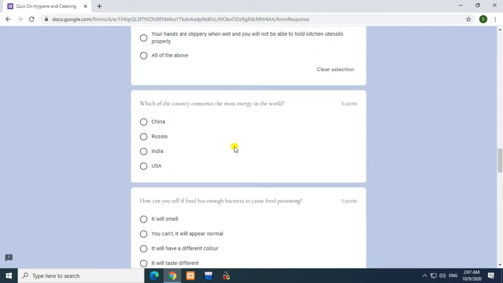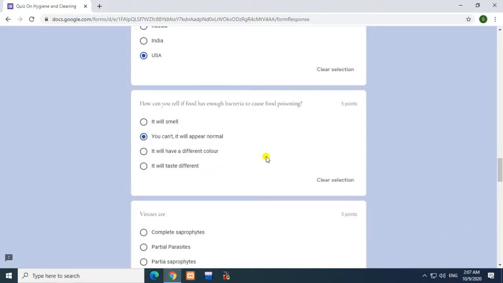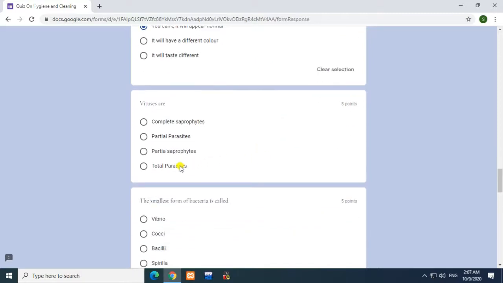Question: which of the countries consumes the most energy in the world? Answer: USA. Question: how can you tell if food has enough bacteria to cause food poisoning? Answer: you can't, it will appear normal. Question: viruses are. Answer: total parasites.